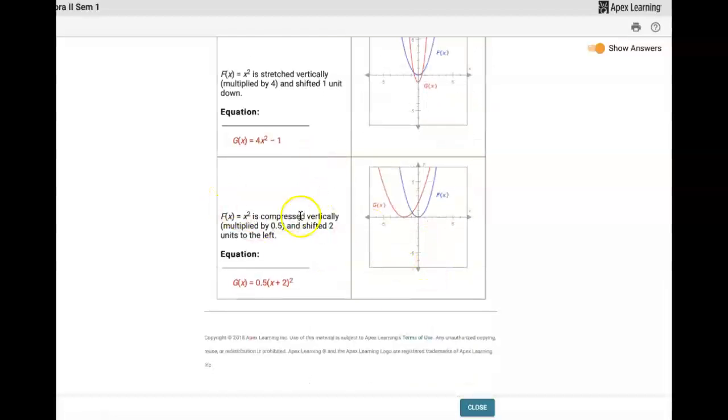Next one here, x squared is compressed vertically. Okay, so it's multiplied by a factor of 0.5 and it's shifted 2 units to the left. So remember, when we're shifting to the left, we have to have that inside the parentheses. So it's x plus 2, then that quantity gets squared. We're going to multiply that entire thing by that 0.5. Okay.